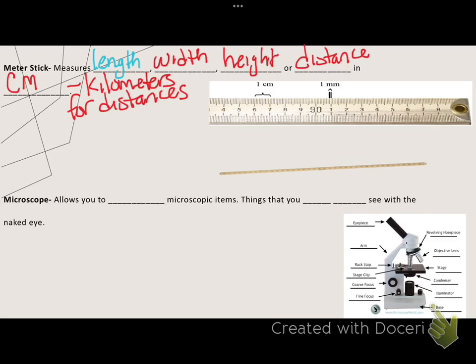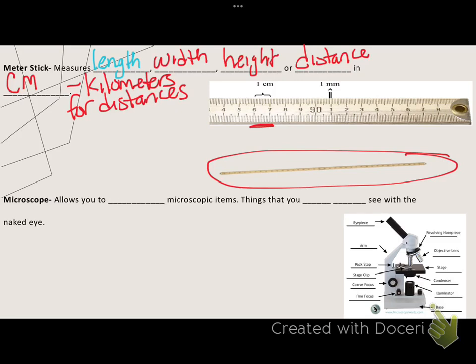And you can see on this picture here, like 6 to 7, it's showing you 1 centimeter between the 6 and the 7. And 1 millimeter is each one of those little dash lines in between the 6 and the 7. So those little dashes are millimeters, and then the numbers are showing you centimeters. And then one whole meter stick is a meter, and that's 100 centimeters.